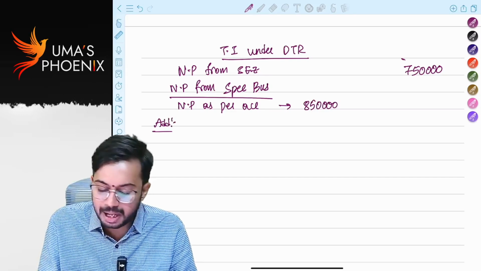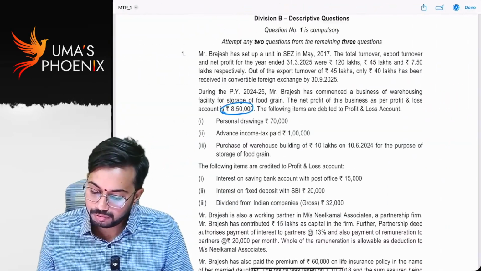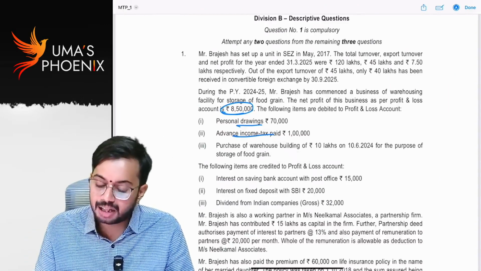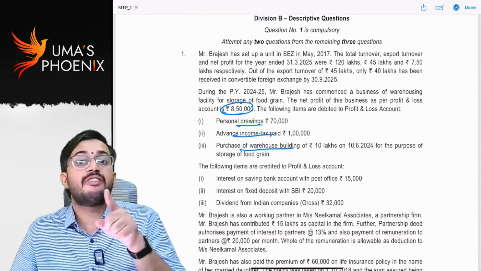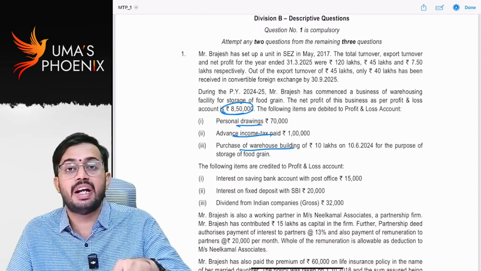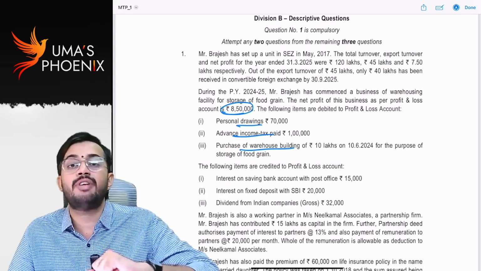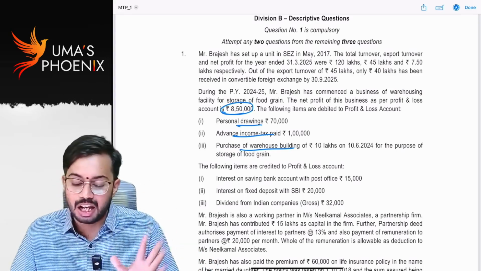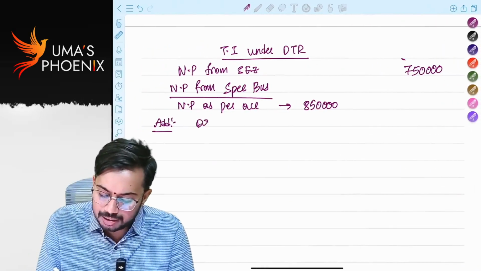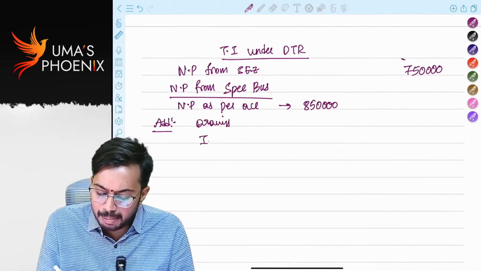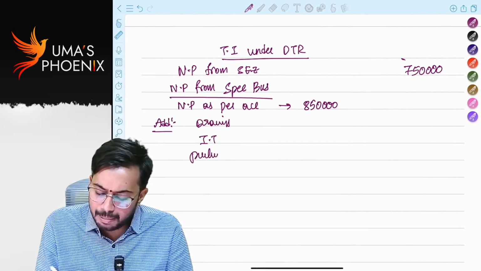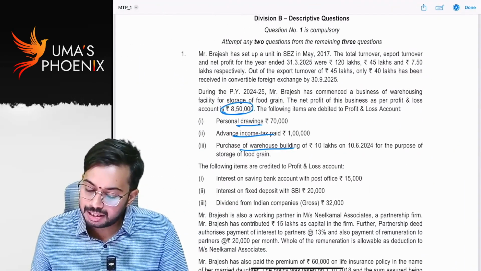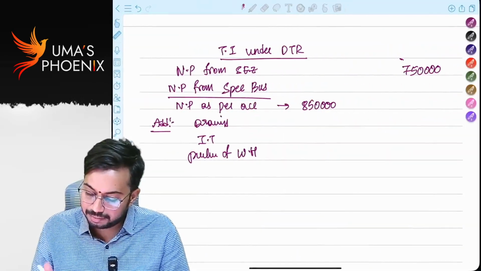Disallowed expenses are to be added back, right? Drawings to be added back, advance income tax to be added back, purchase of warehouse building. If we were claiming deduction under section 35AD, we would have claimed 100% capital expenditure. But under the default tax regime, 35AD deduction is not allowed. So we will add back drawings. We will also add back income tax. We will also add back purchase of warehouse. How much? 70,000, 1 lakh, 10 lakhs.